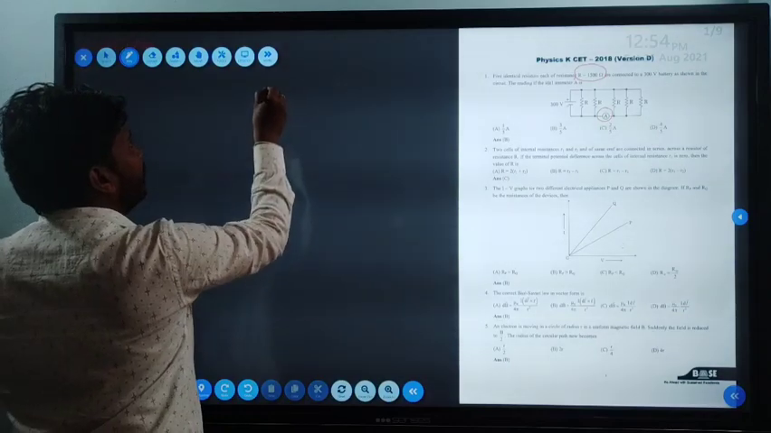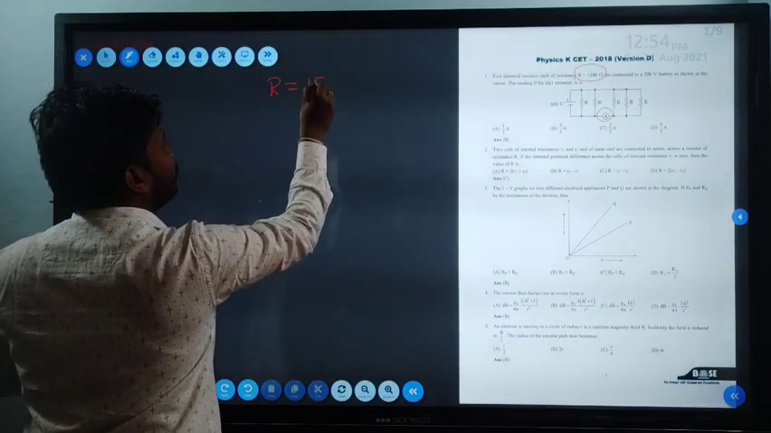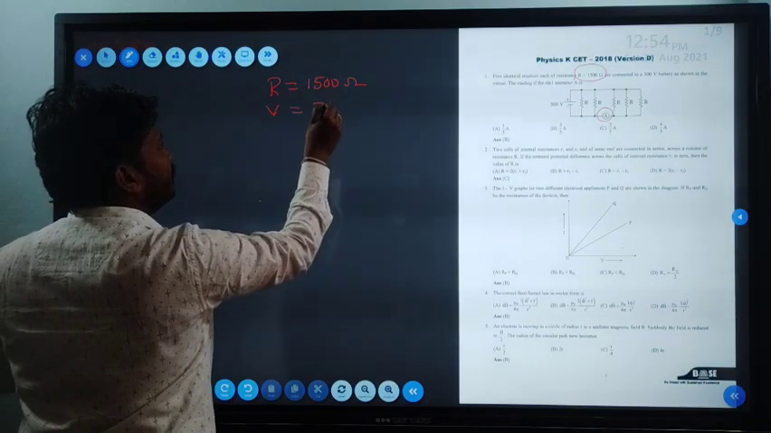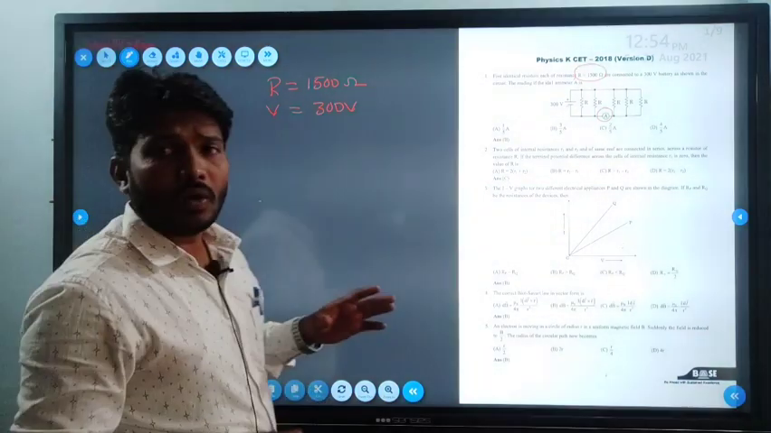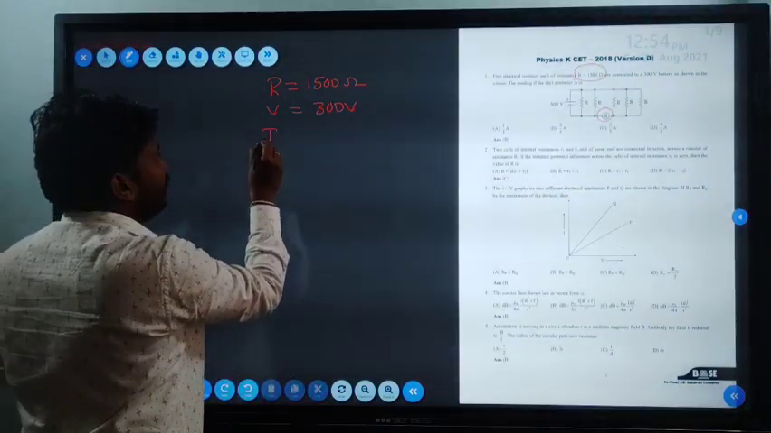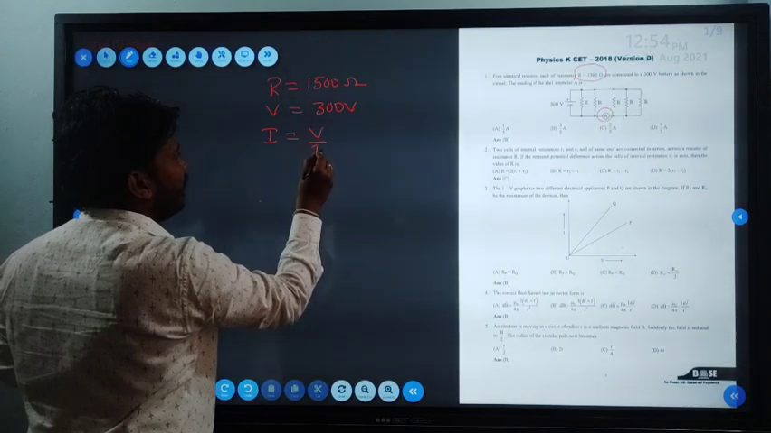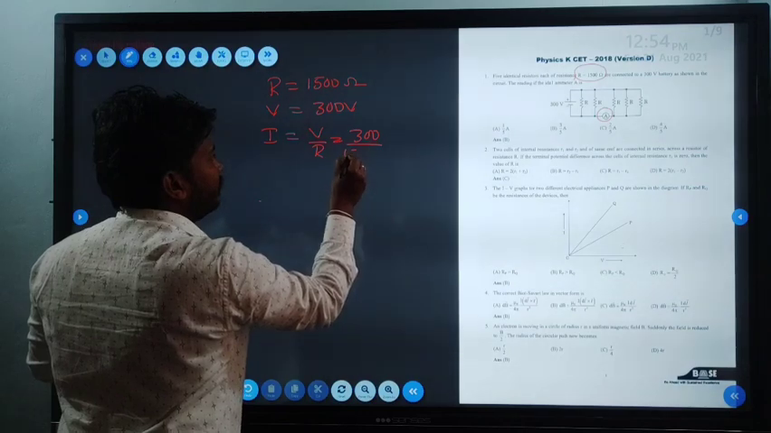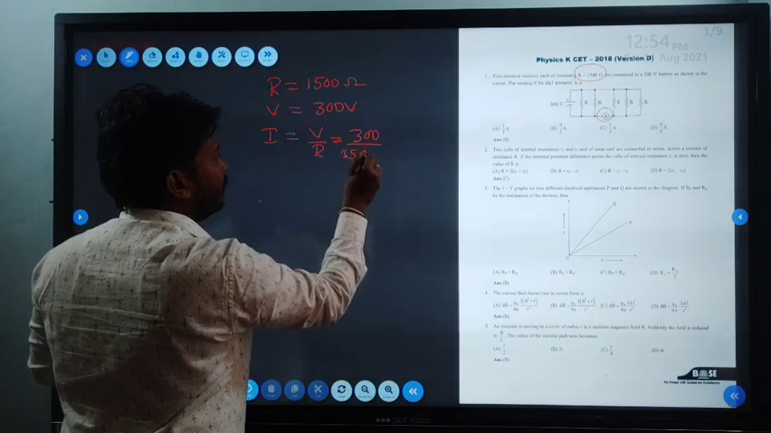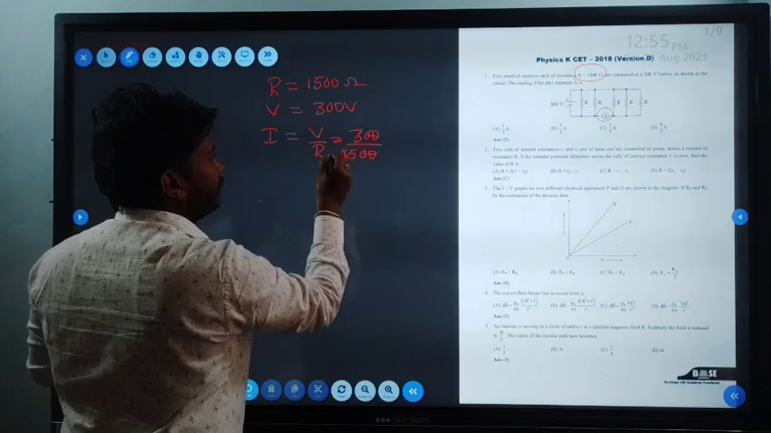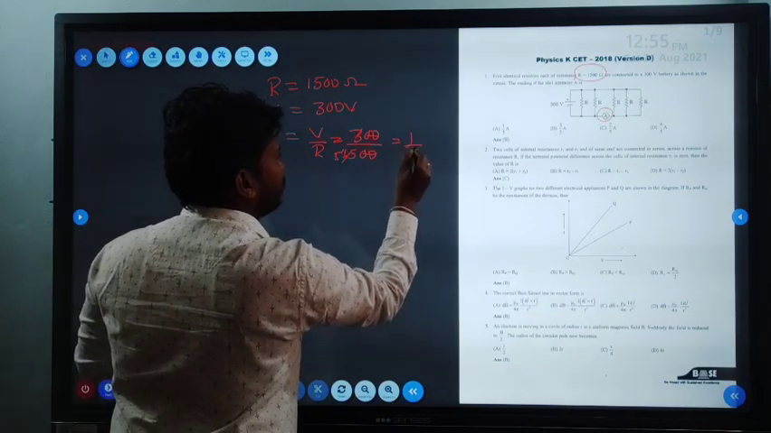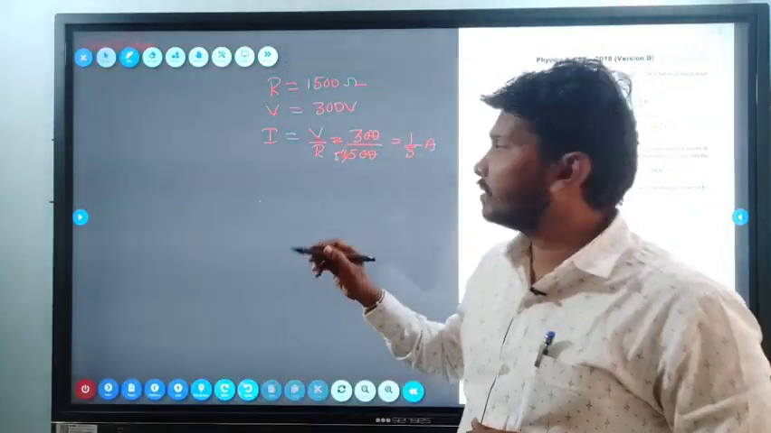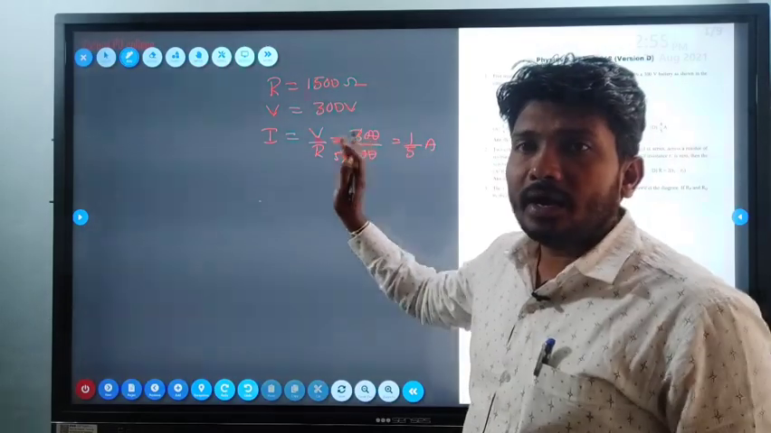First let me write that the resistance value is 1500 ohm and the voltage value is 300 volt. Then what about the current value here? Current I is equal to V by R. V value is 300 volt, resistance is 1500 ohm, right? So that is 1 by 5 ampere. What is the current value here? The current value is 1 by 5 ampere.